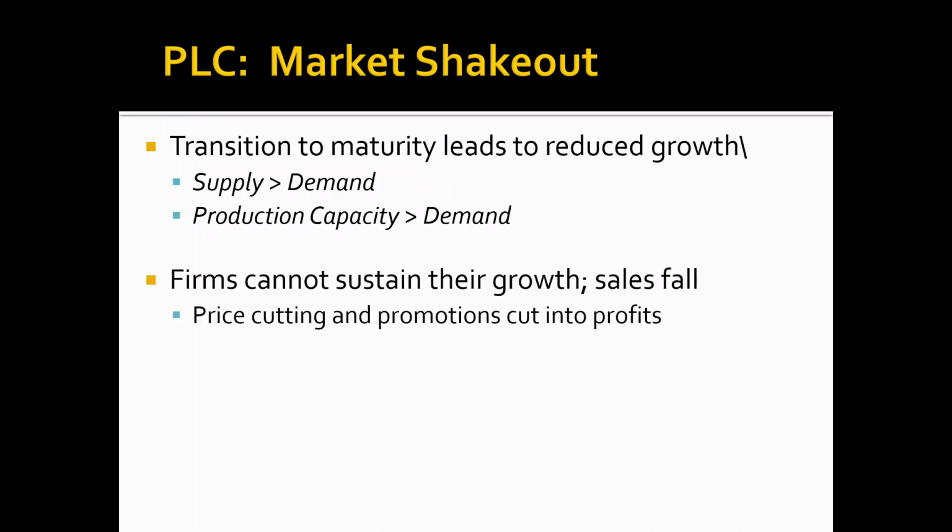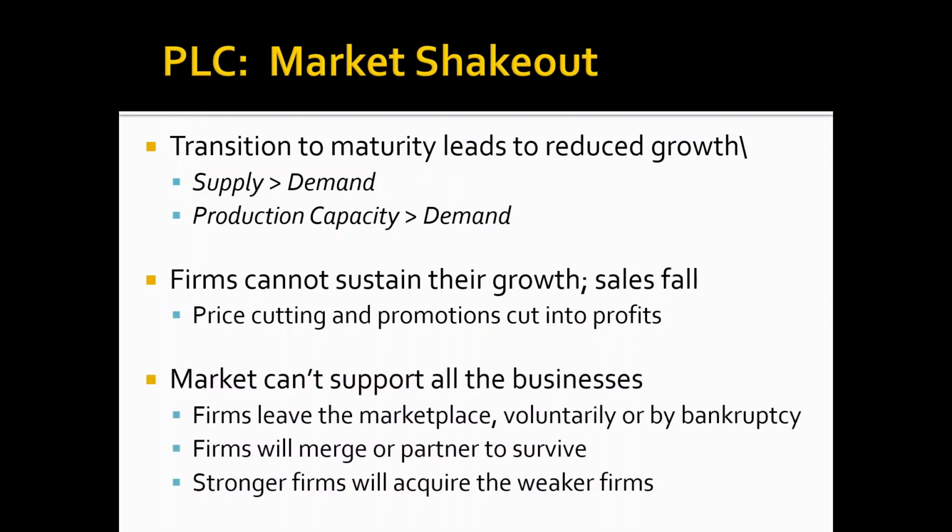So what happens? Firms can't sustain their sales. So what is their response usually? Price cutting, promotions, more marketing, things that eat into profits. And the upshot is that the market really can't support all the businesses. So firms leave. They go out of business. They leave on their own. Neiman Marcus, bankrupt. Lord and Taylor.